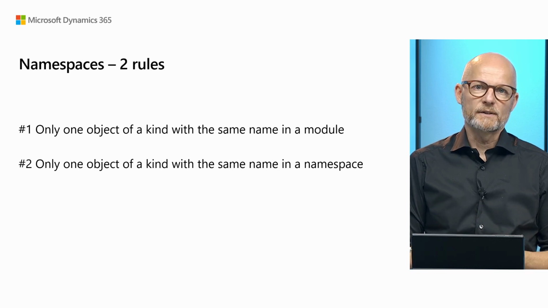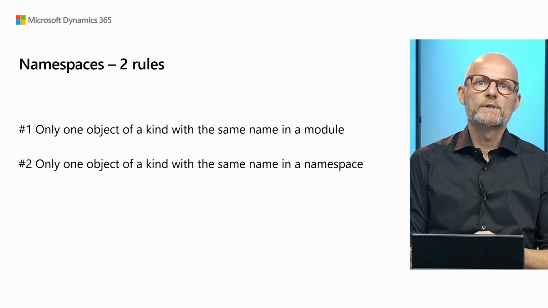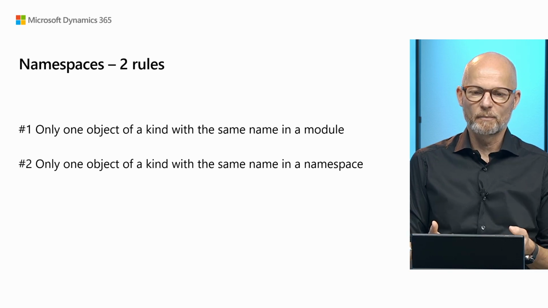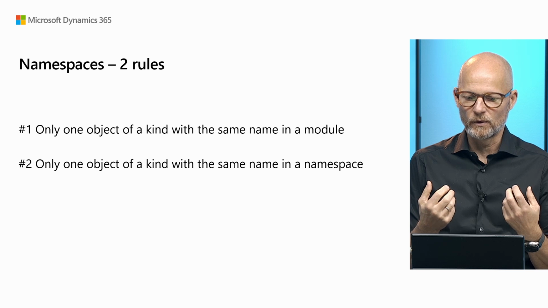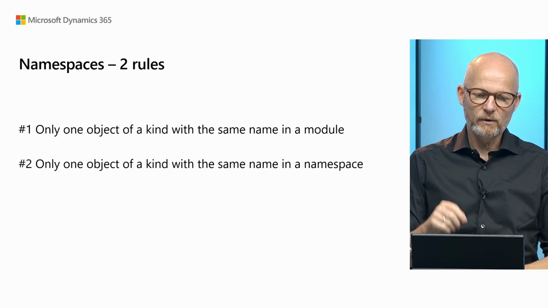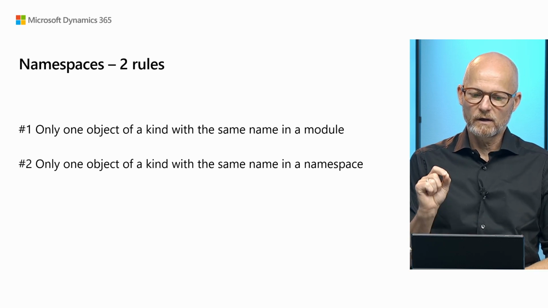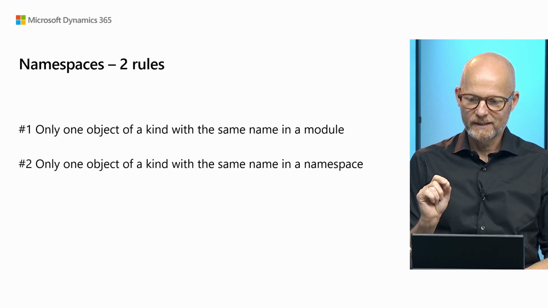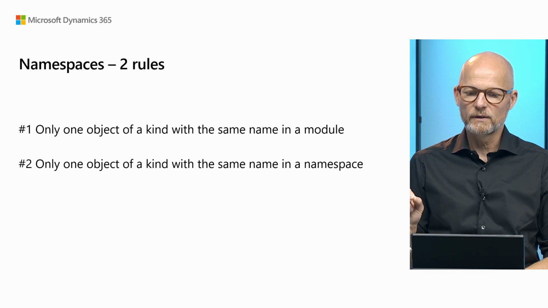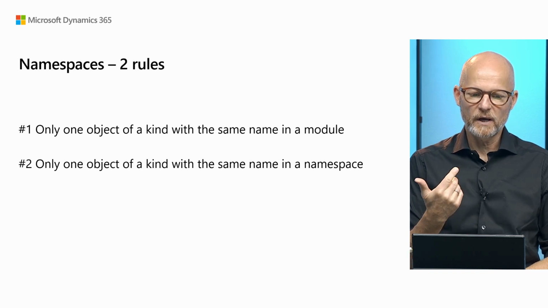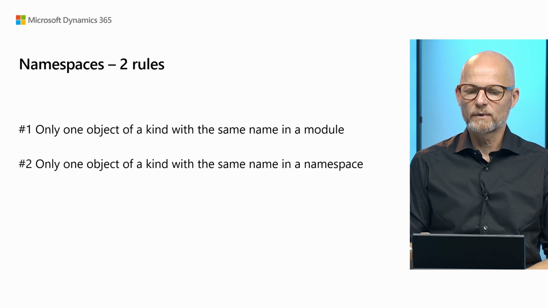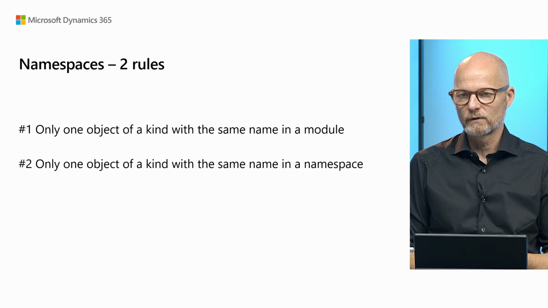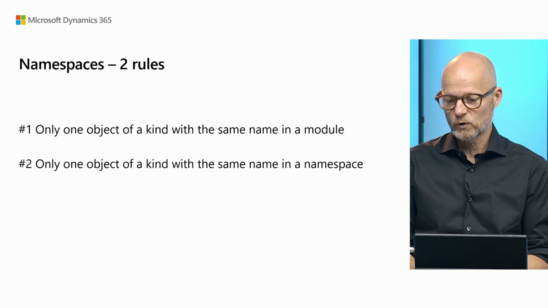When we introduce namespaces, we have two rules, and those rules are also to preserve compatibility with old code. So you can only have one object of a kind with the same name in the module, which means that kind, name and module is unique. And you can only have one object of a kind with the same name in a namespace, which also means that kind and fully qualified name is also unique.